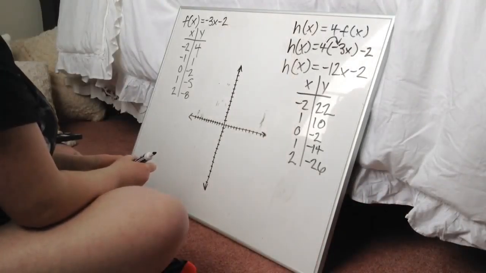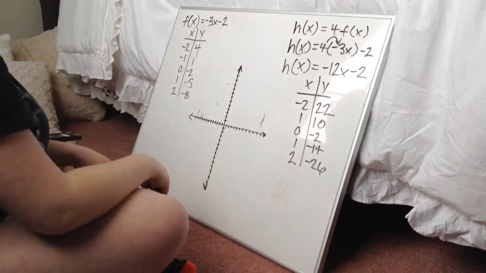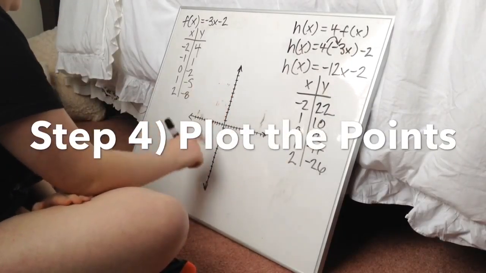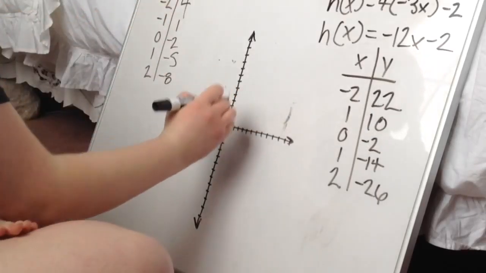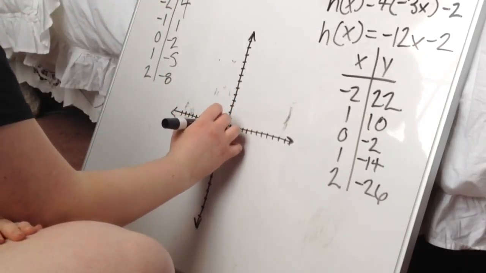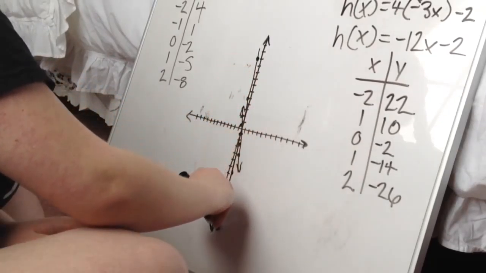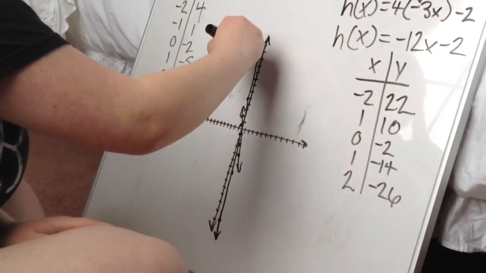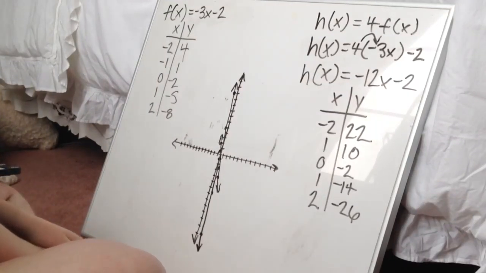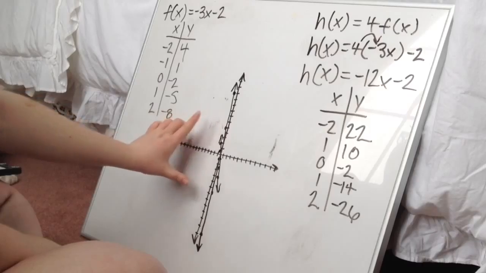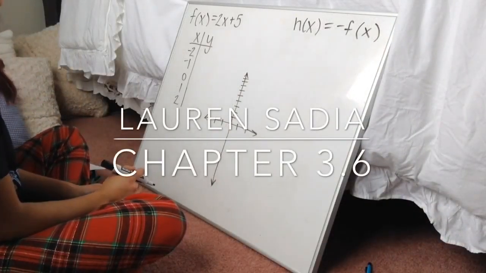So now that I have solved both of my problems and put them on an xy table, it is time to plot the different points on a graph. The first point is negative 2, 4. So I would go over 2 and then up 4. Now that I have plotted all of the points on my graph, you can see that it has created a vertical stretch.